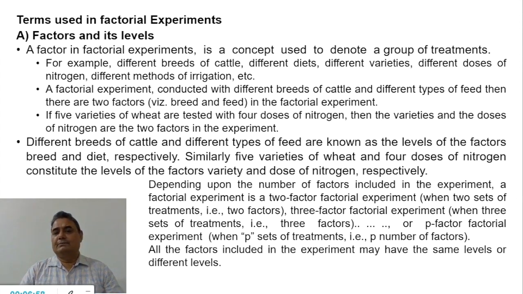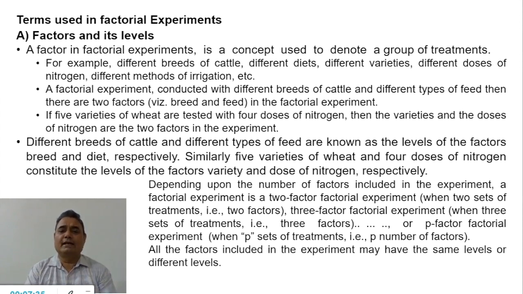Different breeds of cattle and different types of feed are known as levels of the factors. For example, you are using 4 breeds. So these 4 breeds are the levels of factor breed, and for feed, I am using 3 feeds. Then the 3 feeds which I am using under the head feed are the levels of feed. So breed and diet are the factors, and their different types are the levels.